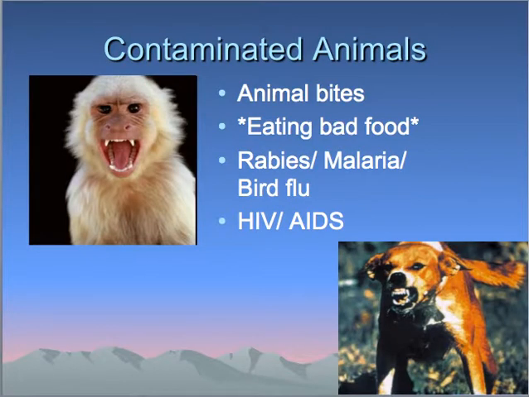As far as contaminated animals go, it can come from animal bites, and the common ones that you've heard of probably are rabies and malaria and bird flu. Birds typically don't bite, but an animal with rabies can transmit it through a bite. Malaria is spread through a contaminated mosquito, so on and so forth.